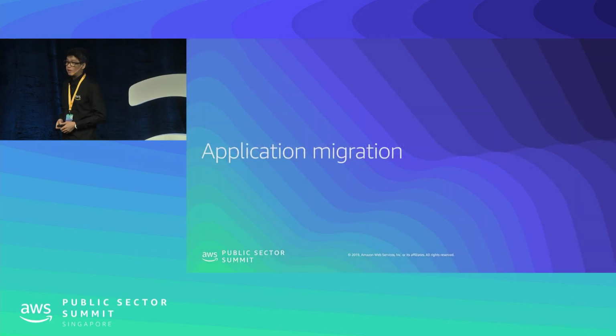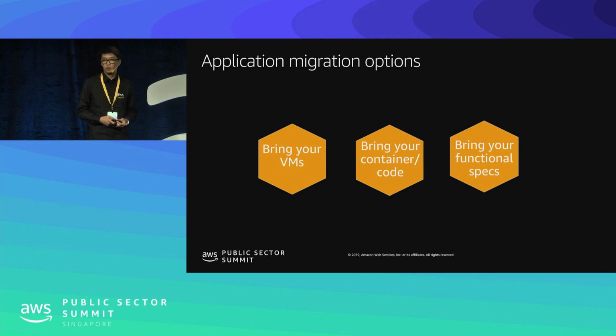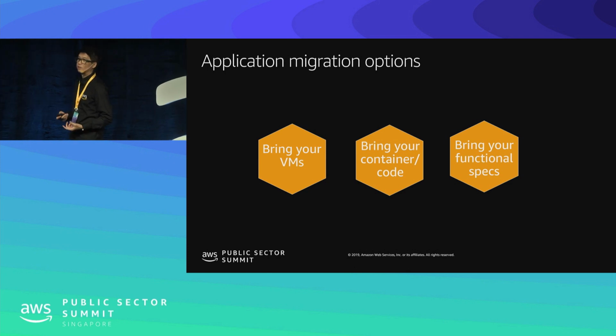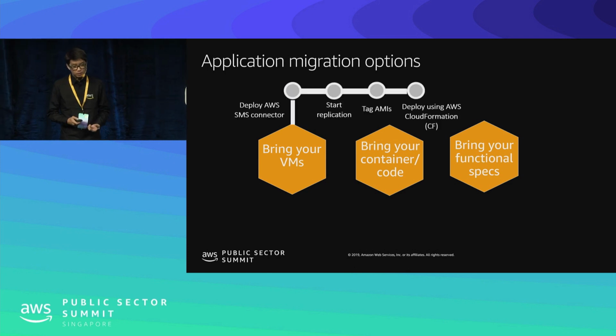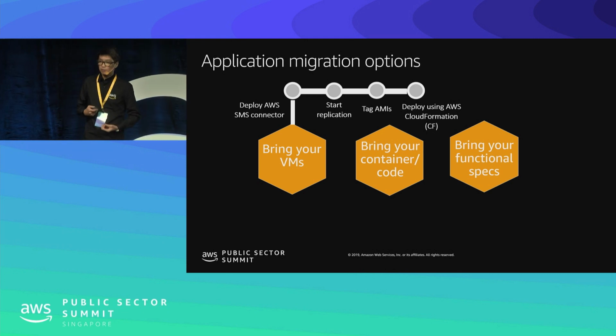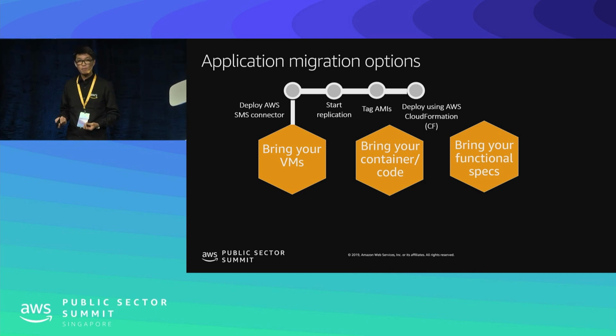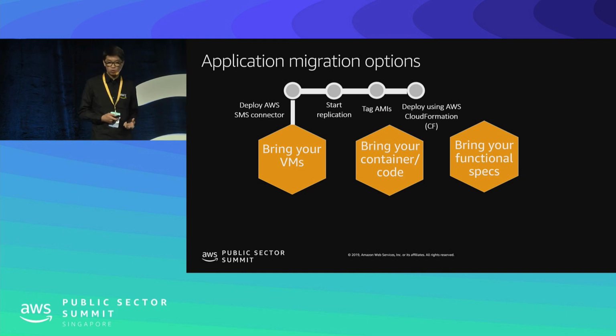So how about application migration? There are three options here. One is bring your own VMs. You could be running VMware or Hyper-V on-prem, or you have certain containers that you have developed. When you bring your VM, we have a service called Server Migration Service. You deploy a connector onto your on-prem environment, either Hyper-V or vSphere, and you start replicating the data into AWS as an Amazon Machine Image.